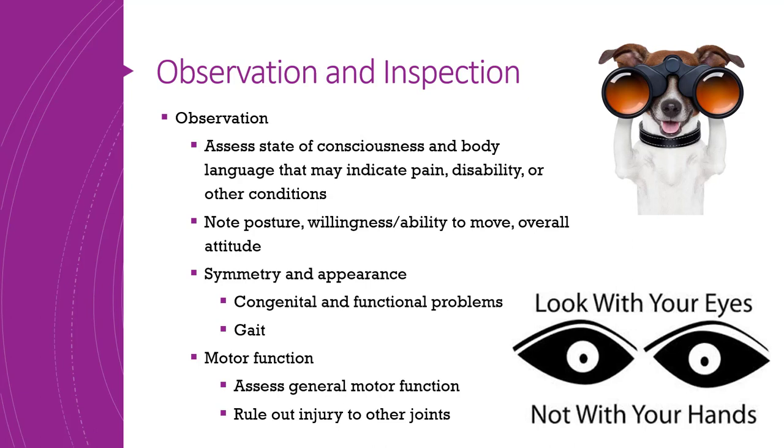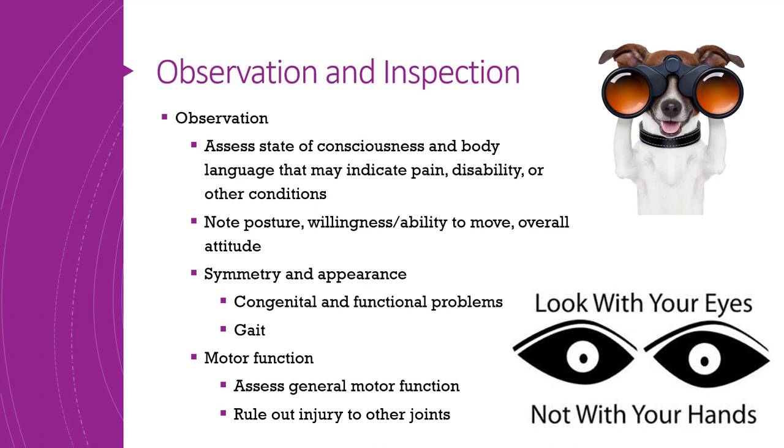Initially, assess the individual's state of consciousness and body language, which may indicate pain, disability, fracture, dislocation, or many other conditions. Please take note of the individual's general posture. Do they have a willingness to move or even an ability to move? Is there ease in their motion and their general overall attitude? Use discretion in safeguarding the individual's privacy, but if you can, the injured area should be fully exposed.